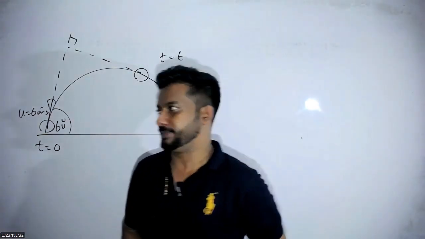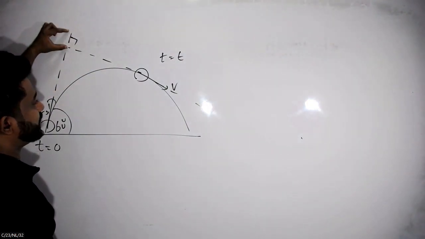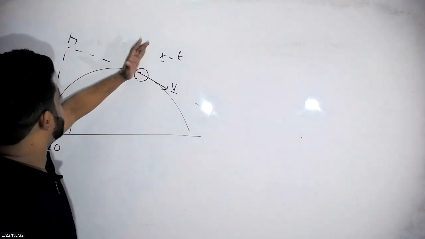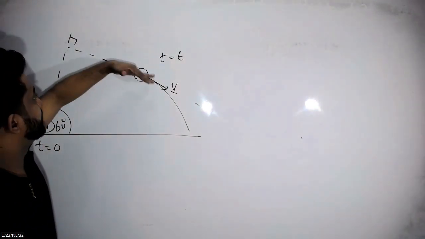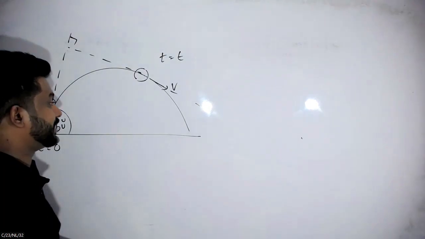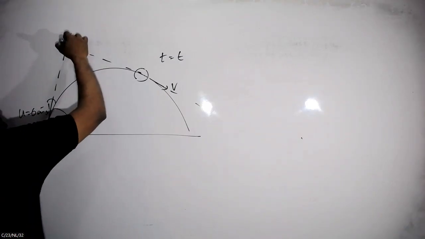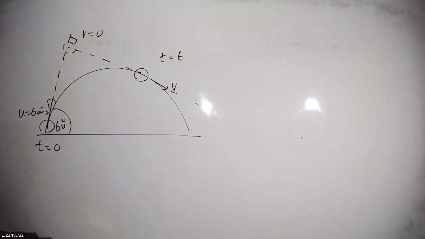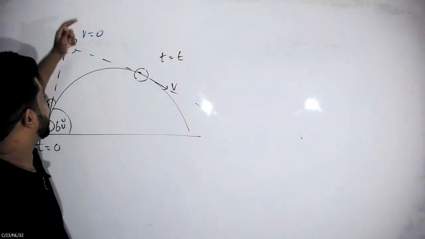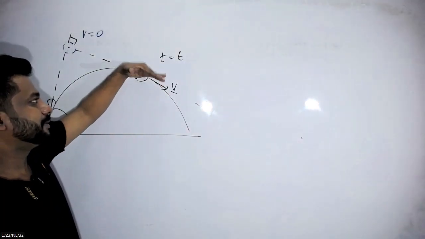You need to understand the meaning of this. When the velocity of the projectile becomes perpendicular to the initial velocity, it means this velocity cannot give a component towards the direction of the initial velocity. Why? Now this angle is 90, no? V cos 90 is 0. That means at this instant, the velocity of the projectile towards the initial direction becomes 0. Understand the meaning of this sentence.